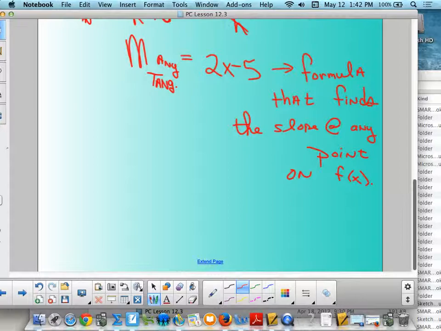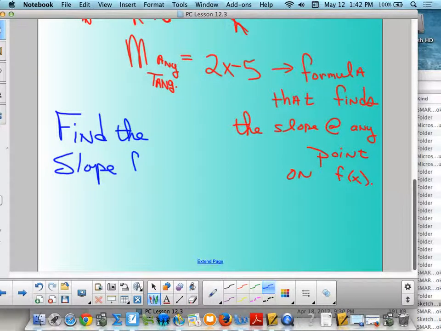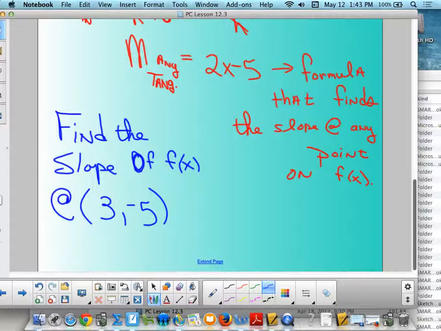So now, can you answer this question? This is my last question, and I wish I would have had it on the slide. Find the slope of f of x at this point right here. The point is 3, 5. This point is on your function. Find the slope of your function at that point. Can you do it?